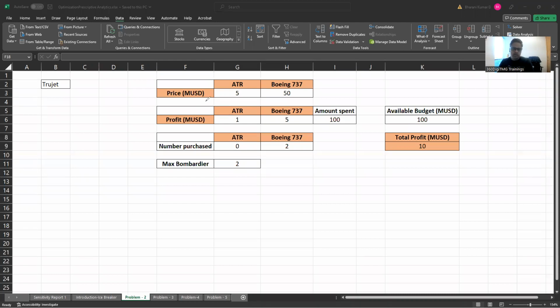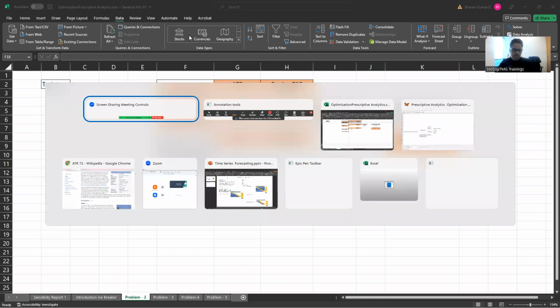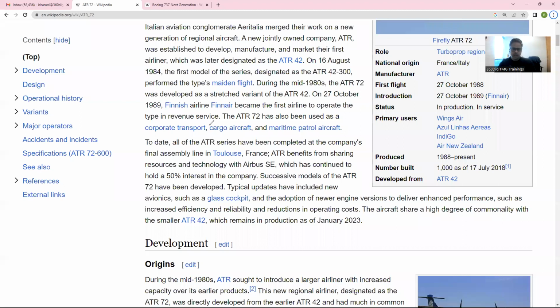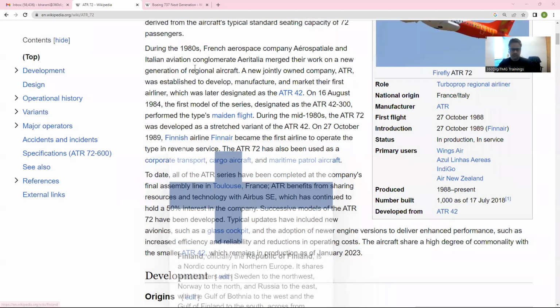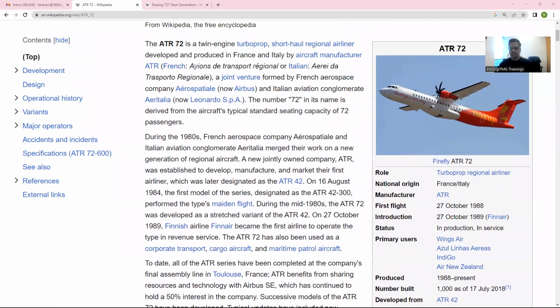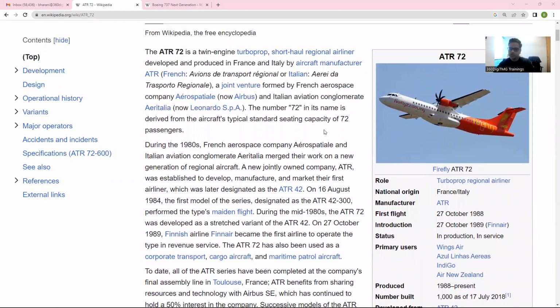So suppose once again, one ATR aircraft costs you $5 million and one Boeing 737 costs you $50 million. Let me show you what these are. ATR is a joint venture between a French company and an Italian company. And the number 72 in ATR 72 means that it has a seating capacity of 72 passengers. These are the ATR flights that we usually see in India.